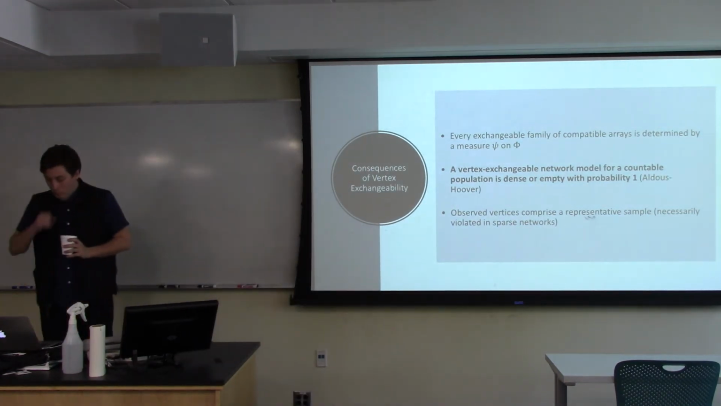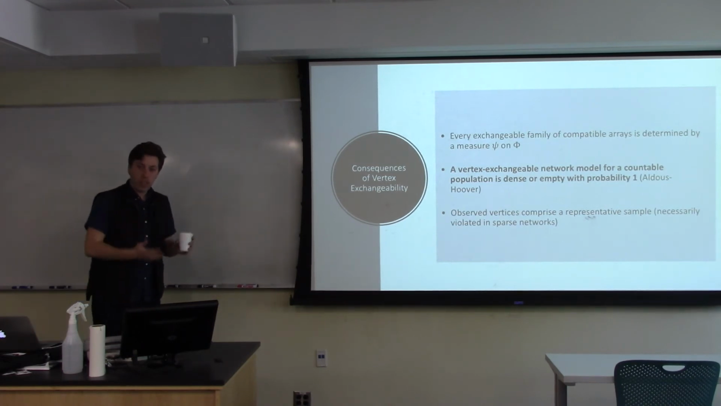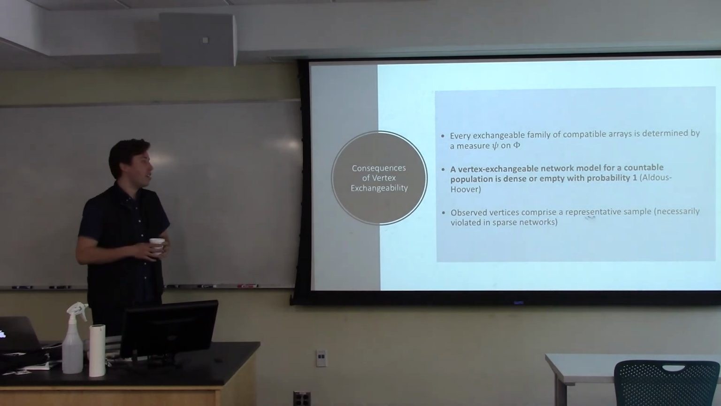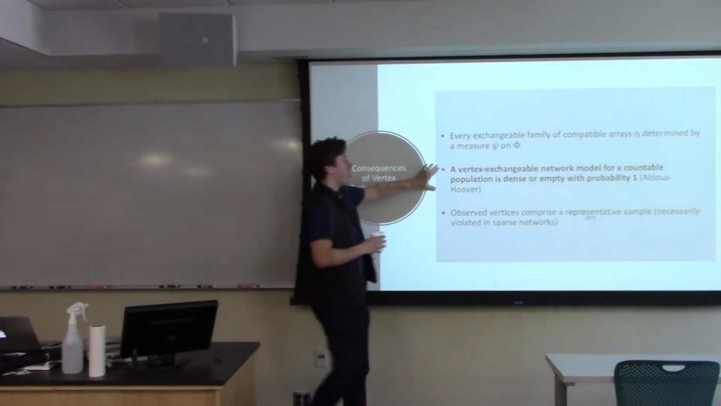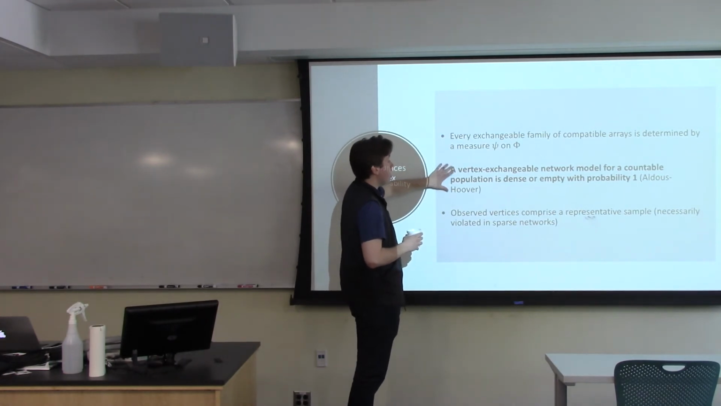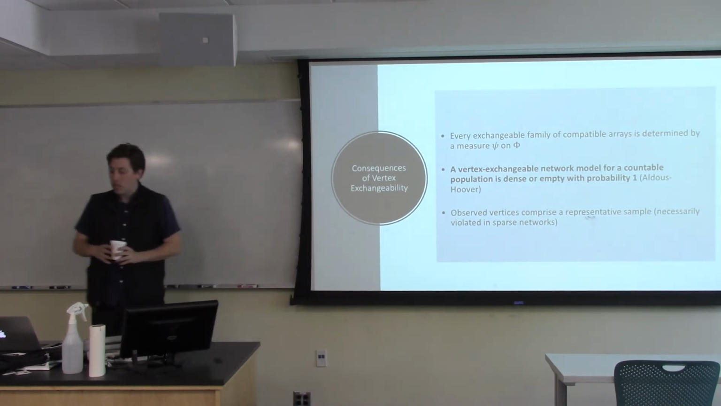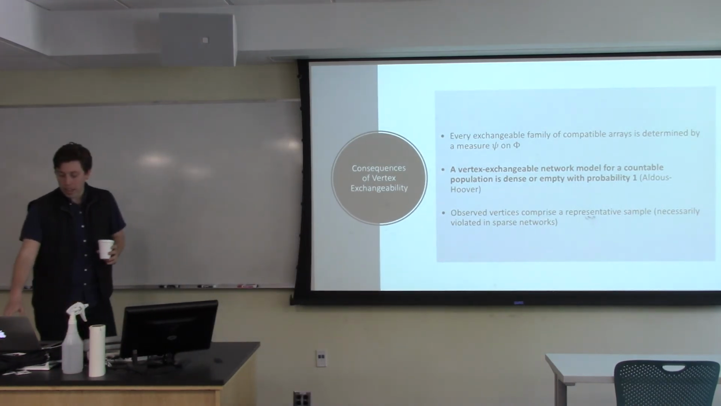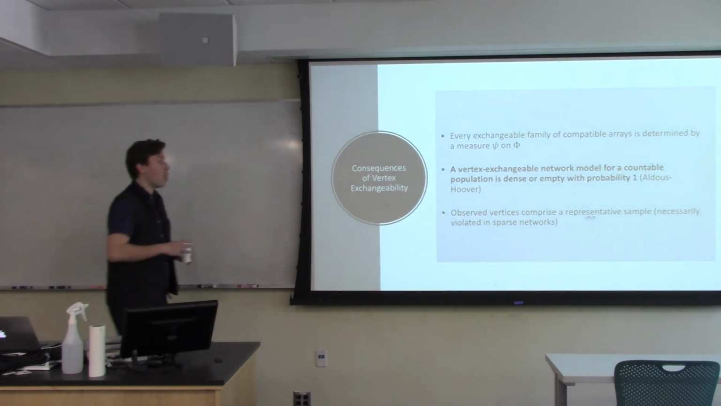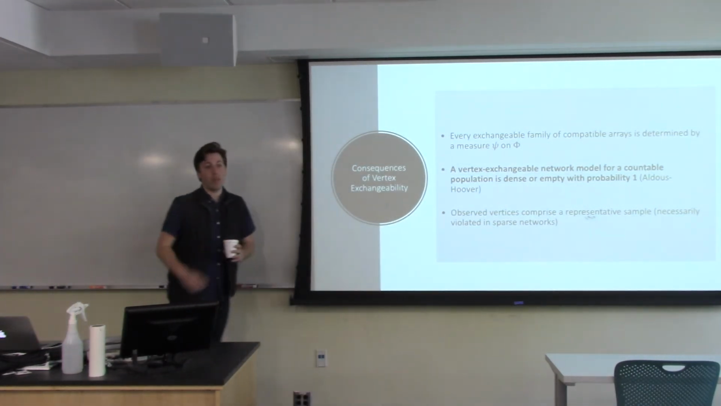So why is this problematic? Well, it's problematic because we said at the outset the empirical properties I care about are sparsity and power law. And this shows that if I assume the statistical units are the vertices and I assume exchangeability and consistency, then I'm going to have dense graphs or an empty graph with probability 1. The reason this is true is that the observed vertices comprise a representative sample, which necessarily violates the notion of a sparse network.